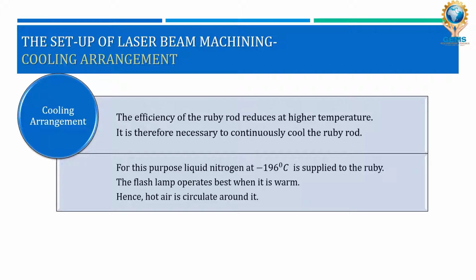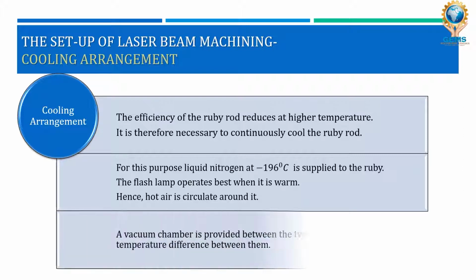And one more thing, the flash lamp operates best when it is warm, and hence hot air is circulated around it. But the ruby rod loses its efficiency when the temperature is higher. So we need to maintain the appropriate or optimum temperature so that it will not reduce the efficiency. At the same time, we need to provide the cooling effect also. At the same time, this flash lamp needs the warm temperature. For that, whenever it is necessary, we have to send the hot air to circulate around it.